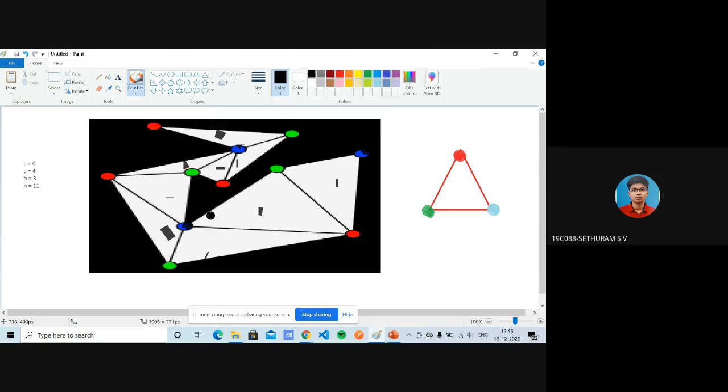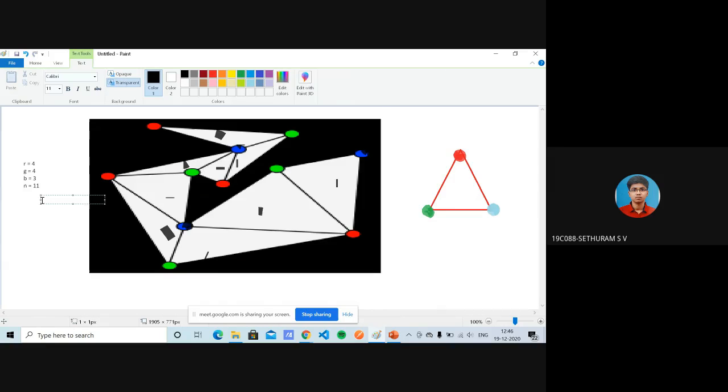We chose to place the cameras at the blue vertices because blue vertices are the lowest in number in this polygon. So what we came to prove is that for an n-sided polygon, n by 3 cameras would suffice. As you can see over here, 11 by 3 comes to around less than 4, and the number of cameras, which is the number of blue vertices in this polygon, is 3, which is less than 4. So this is the proof of the art gallery problem.